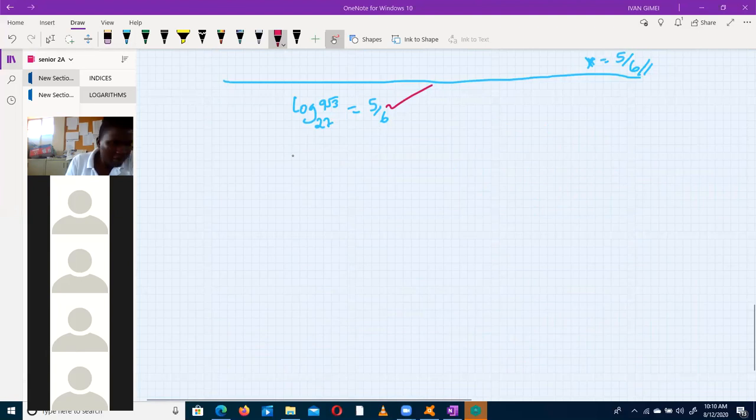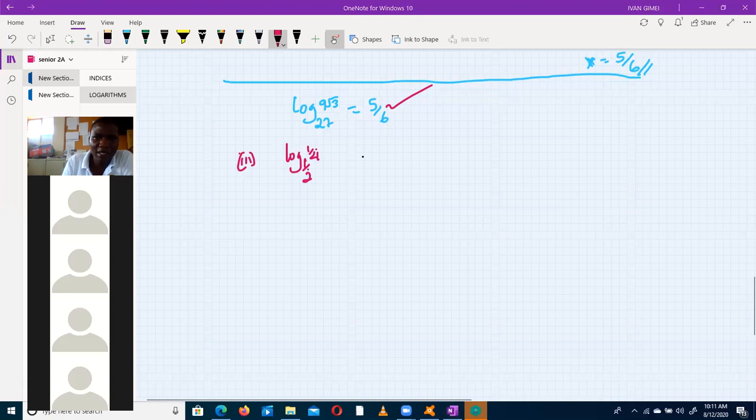So the other one is log of a quarter, log of a quarter base a half. This is the number whose logarithm you're looking for. This is the base. Now, how do you do this? Just follow the same procedure. We're looking for the value to which a half should be raised so that we get a quarter. Which power should a half be raised to so that we get a quarter?